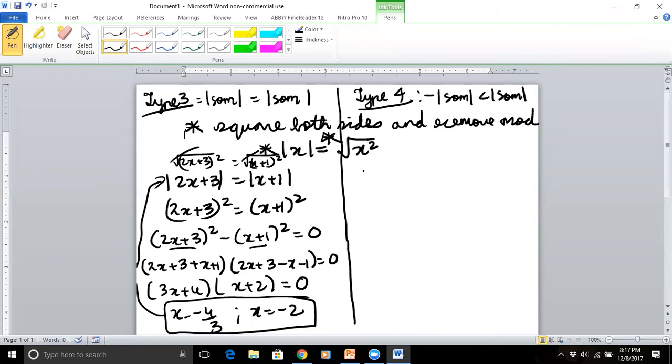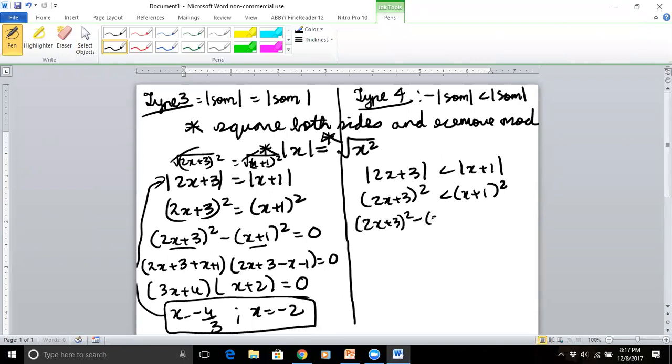The same thing you would do even if you had an inequality. Say the same question, if I take it to be an inequality, I'm going to square both sides and remove the mod. So I have 2x plus 3 whole square minus x plus 1 whole square is less than 0. I'm going to do the same working here. And the last step would be this: 3x plus 4 into x plus 2 is less than 0. Now instead of equal to 0 here that we got, I've got this to be less than 0.